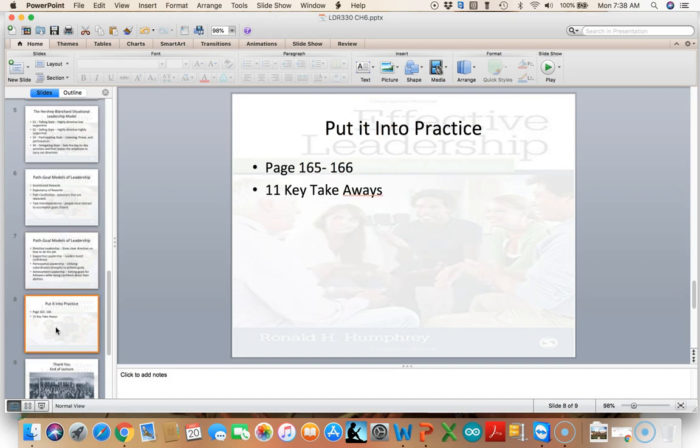We have 11 key takeaways, beginning on pages 165 and 166, and I'm going to go over those takeaways. 1. Cruise to success by traveling with partners. If you're a friendly, visionary leader, bring along the task-oriented partner to keep you under budget and on schedule.